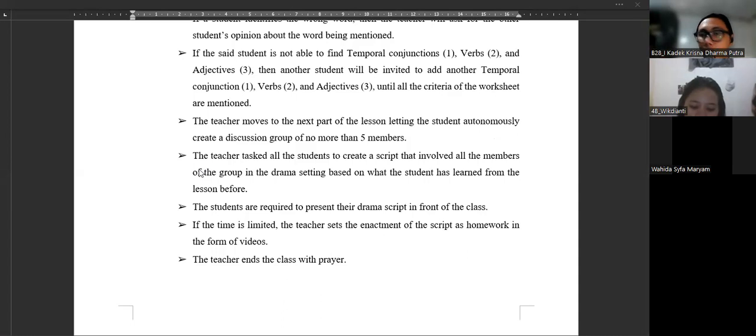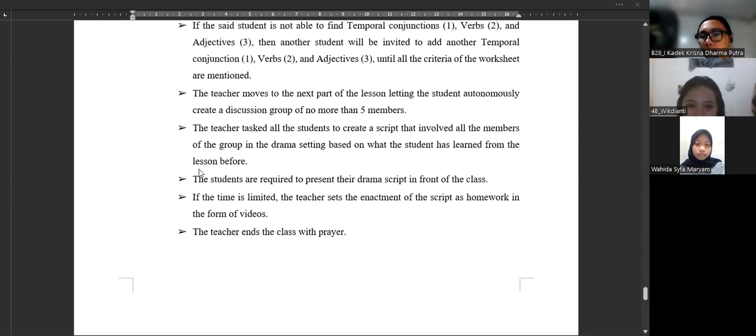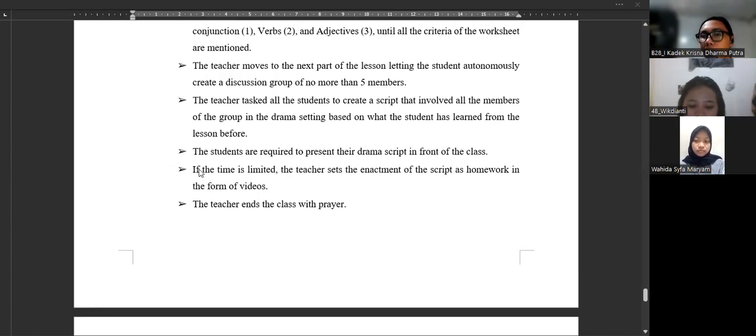It is to let the students autonomously create a discussion group of no more than 5 members. In this particular case, the teacher will introduce the students to a particular material in which they will create their own drama script. So the teacher will task all the students to create a script that involves all the members of the group in the drama setting, based on what the students have learned from the lesson before. The students, after that, are required to present the drama script in front of the class.